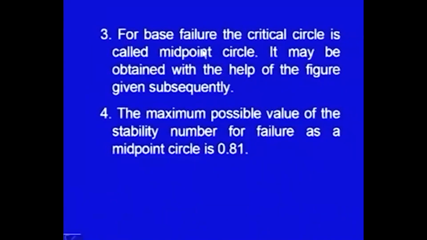For base failure, the critical circle is called a midpoint circle. This I told you, when it is passing through the base, the critical circle will be called a midpoint circle. It may be obtained with the help of the figure, which will be given subsequently. I will just show it to you. Last point is that the maximum possible value of the stability number for failure as a midpoint circle is 0.81.